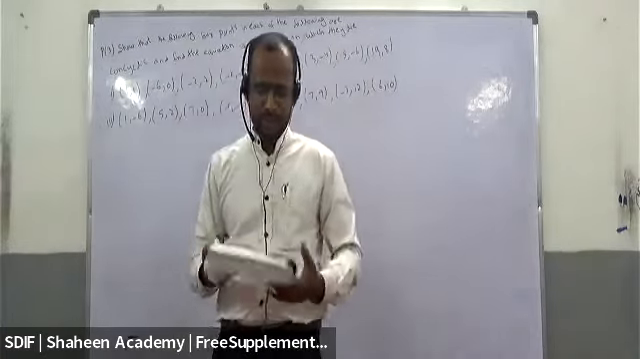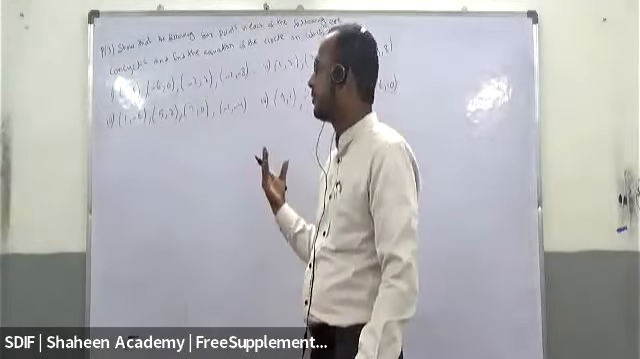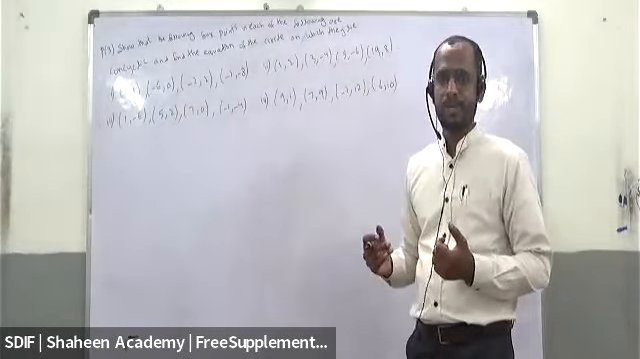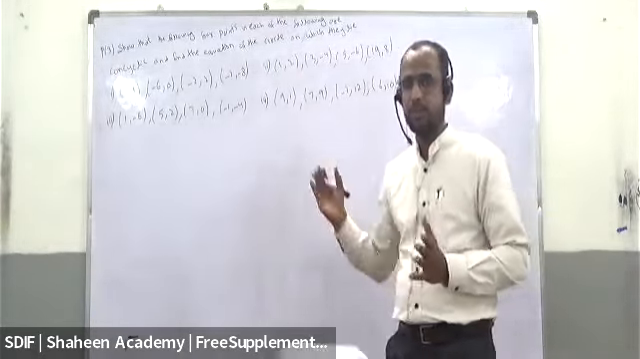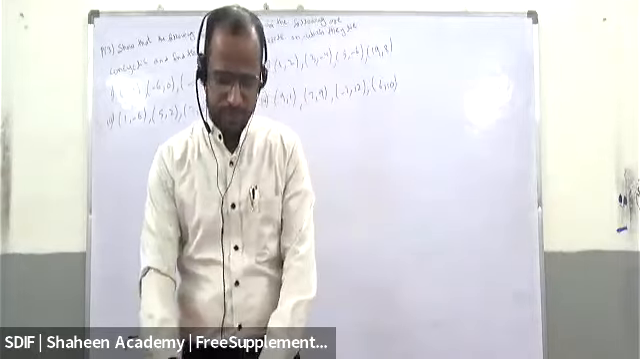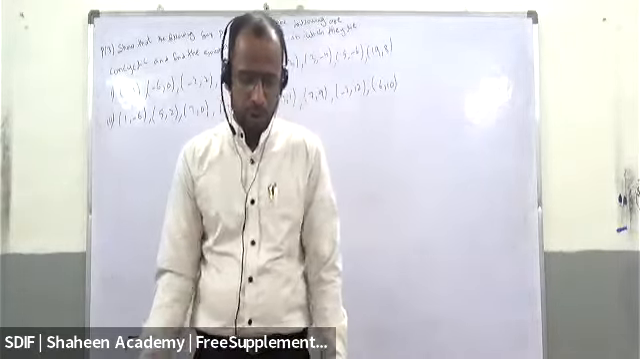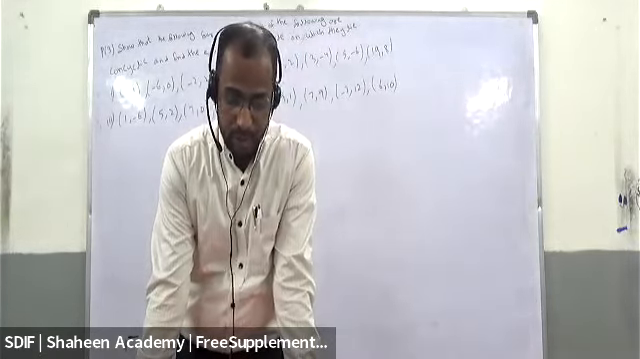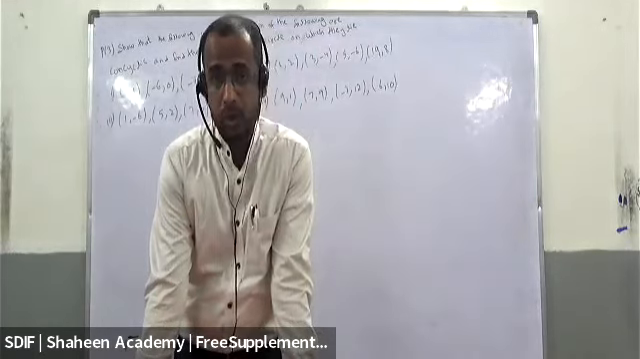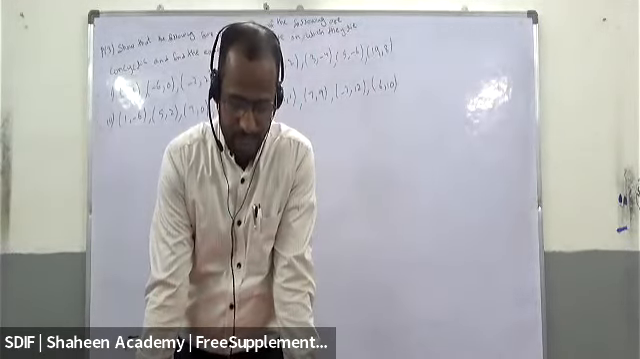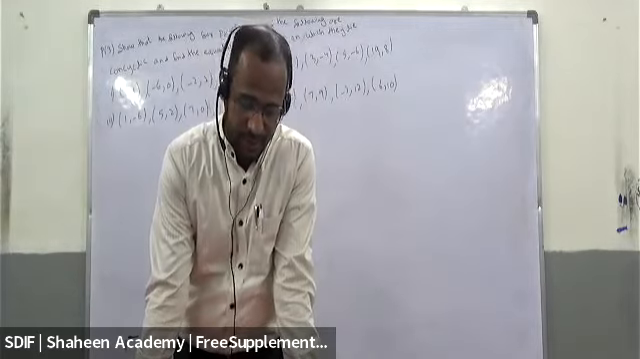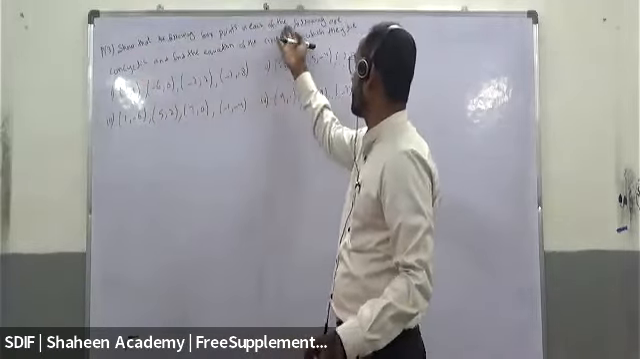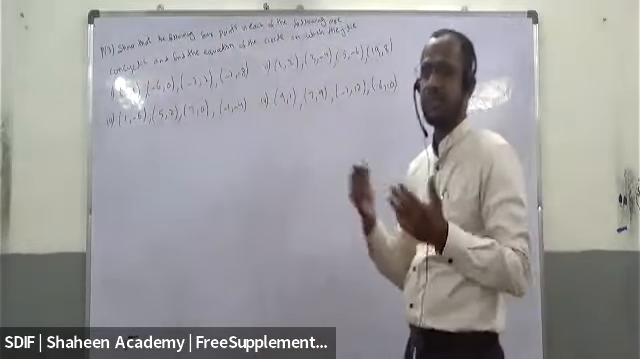Look here, I'm reading the problem. We will get to know the solution for this particular question. The first one: show that the following 4 points in each of the following are concyclic, and find the equation of the circle on which they lie.